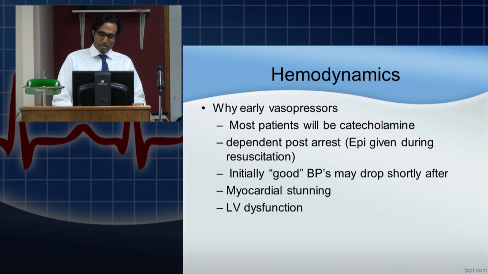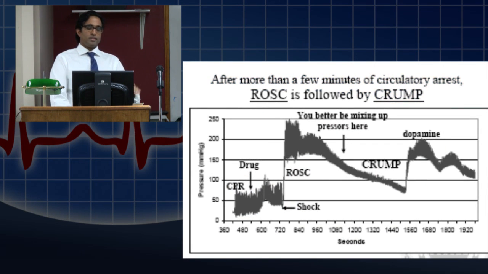You're going to get that because you've got myocardial stunning, you've got LV dysfunction, and you'll see it right here. You've done your CPR, you've shocked them, you've got good pressures, and you think you're good. You just got to get them on into the hospital. But more times than not, you're going to see this crump right here. And in this study, these people used dopamine, and they got it back.